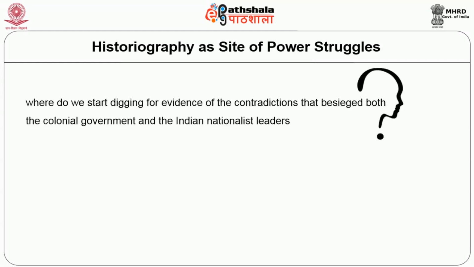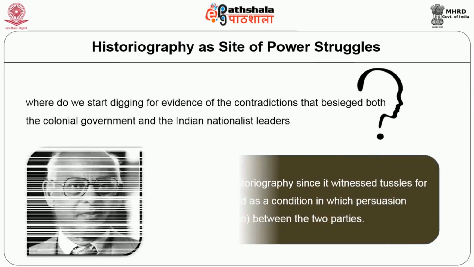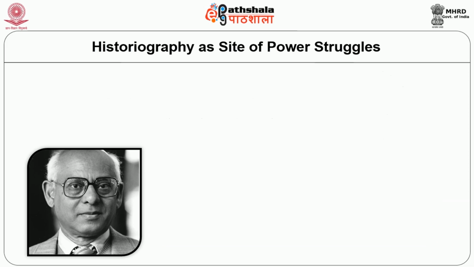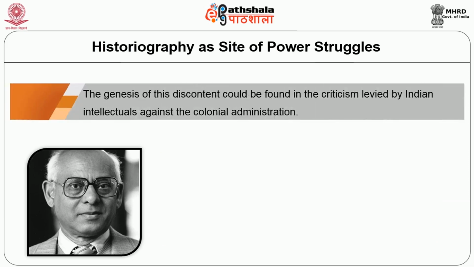So where do we start digging for evidence of the contradictions that besieged both the colonial government and the Indian nationalist leaders? Guha chose historiography since it witnessed tussles for hegemony, defined as a condition in which persuasion outweighs coercion between the two parties. The genesis of this discontent could be found in the criticism levied by Indian intellectuals against the colonial administration. Since then, there has been a steady stream of criticism.